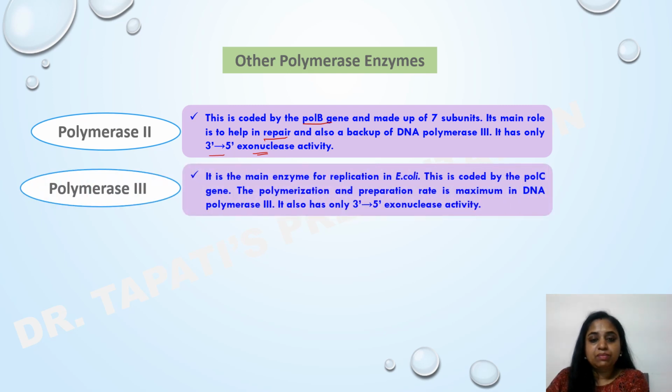Polymerase 3 is the main enzyme for replication in E. coli. This is coded by the Pol C gene. The polymerization and proofreading rate is maximum in DNA polymerase 3. It also has only 3' to 5' exonuclease activity.